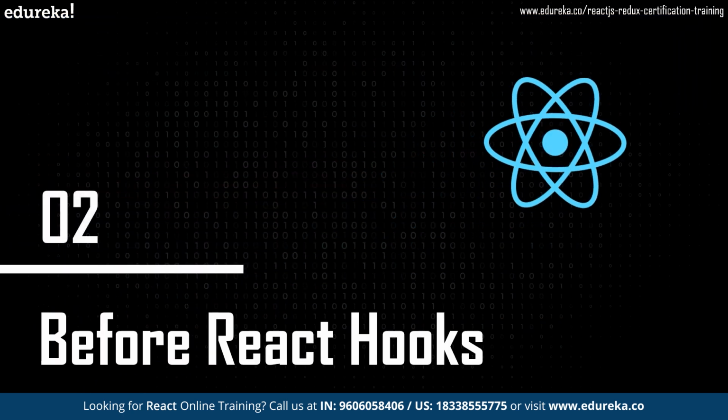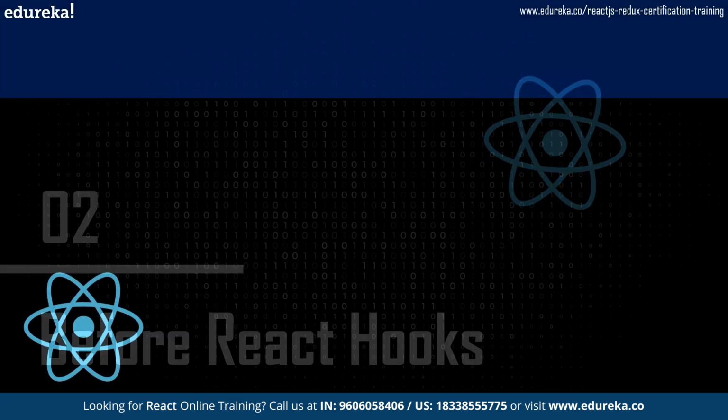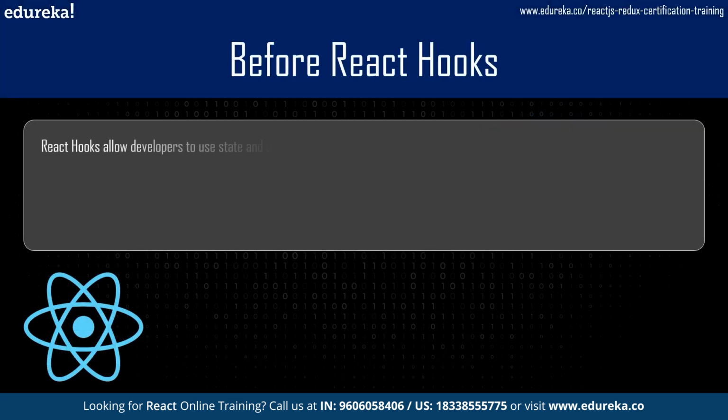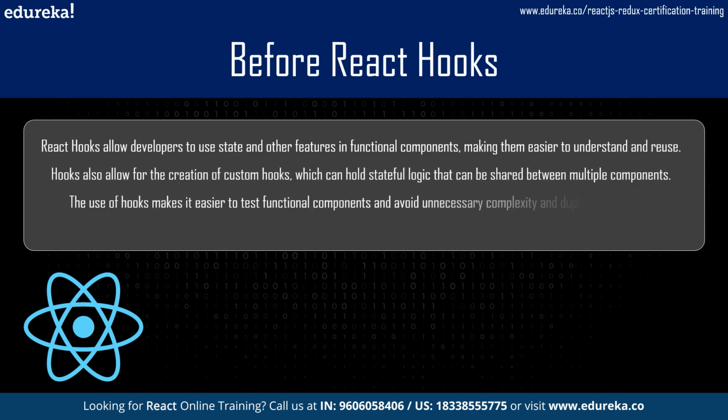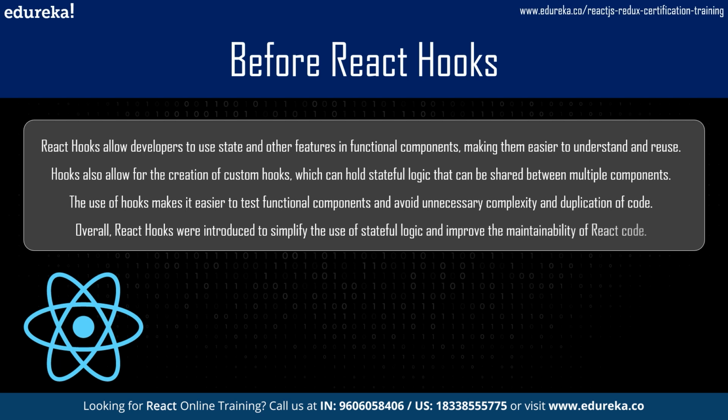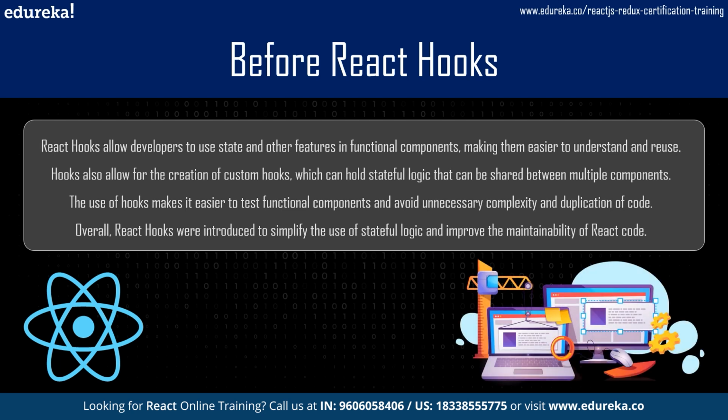Now let us go back and see what it was like before React hooks. Before React hooks, if you wanted to use the state or other features in a component, then you had to use a class component. Class components are more complex than functional components and can make it difficult to reuse the stateful logic. With React hooks, you can use the state and other features in the functional component, which makes it easier to share the stateful logic between the components, and also makes it easier to work with functional components.